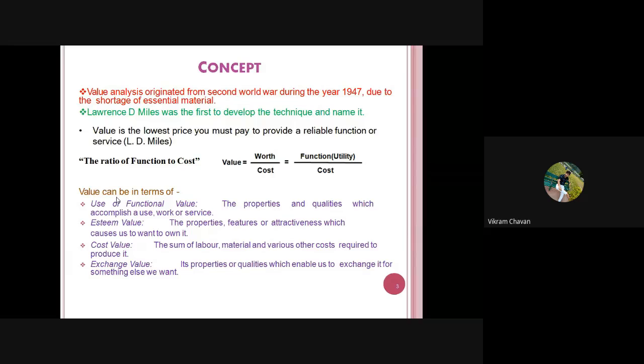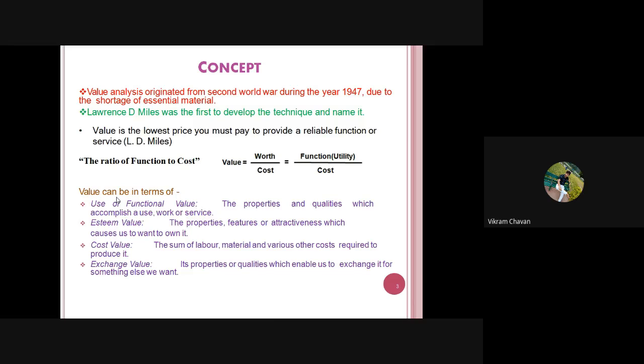Okay, so in the last lecture, we started the discussion on value analysis and value engineering. We started the new chapter, but due to unavoidable circumstances, the voice was not proper and the screen was not visible in the last lecture. So I would like to take some revision on some of the points.